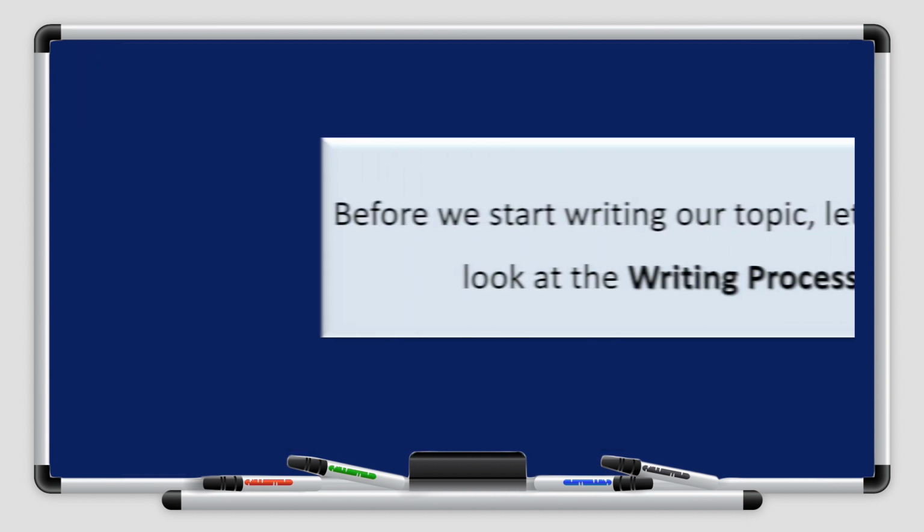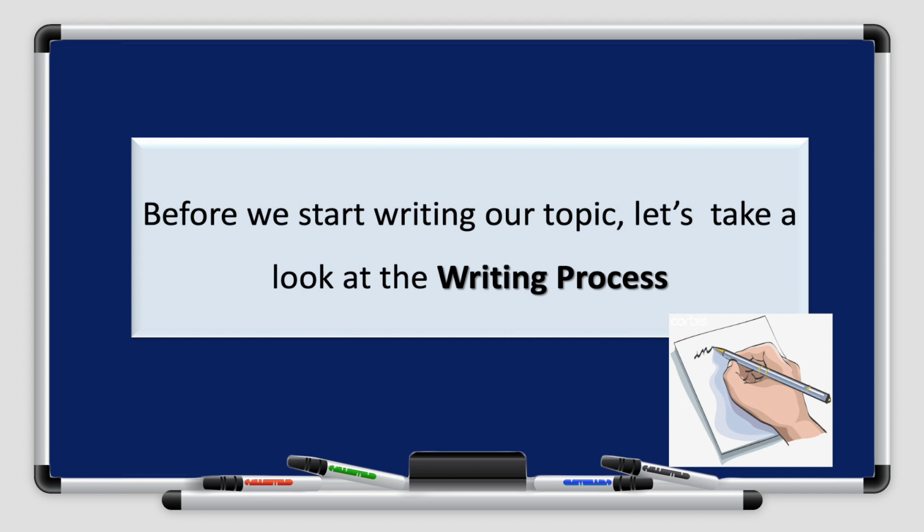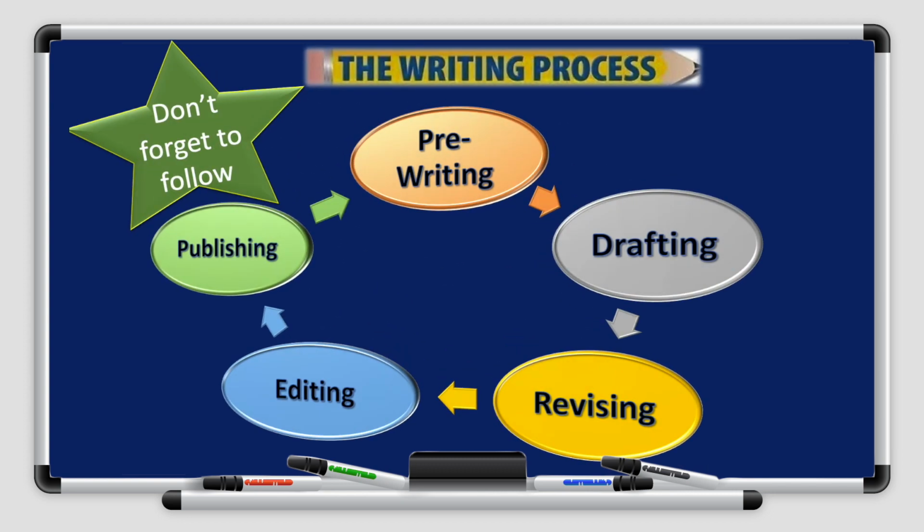Now, before we start writing our topic, let's take a look at the writing process. Do you remember what the writing process is and how many stages there are? Excellent. We have 5 stages in the writing process. We start with pre-writing, stage number 1, drafting, revising, editing, and finally publishing. Let's go through them one by one.